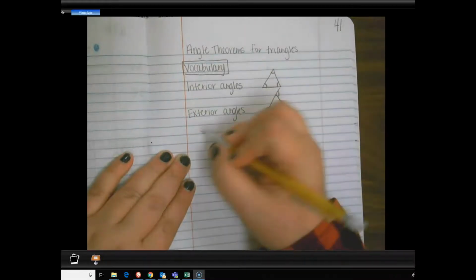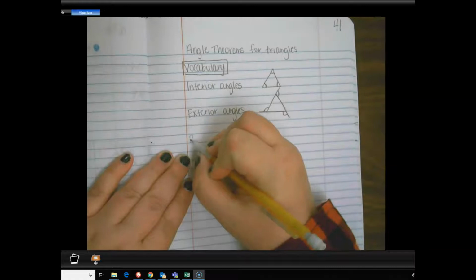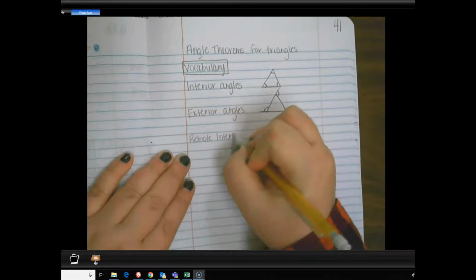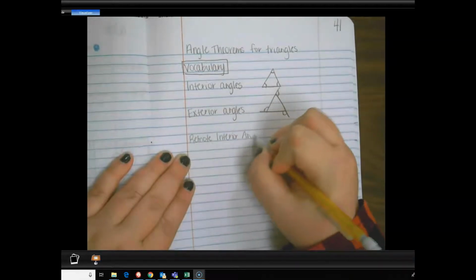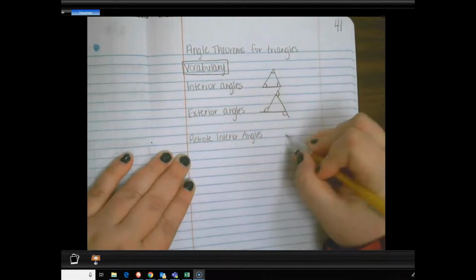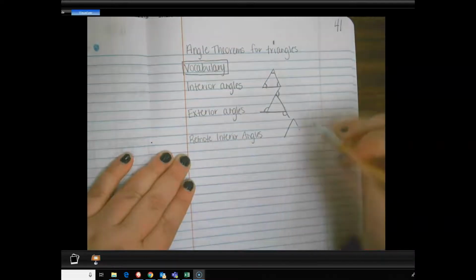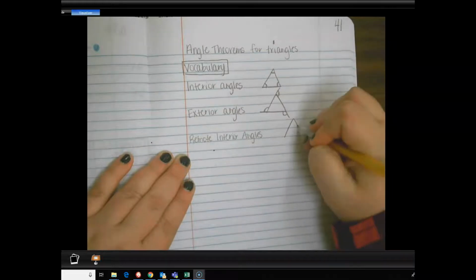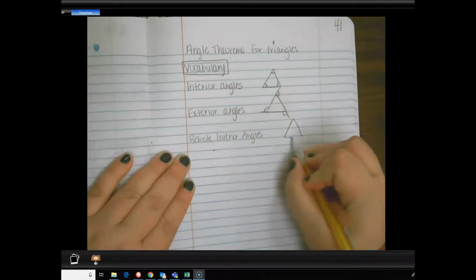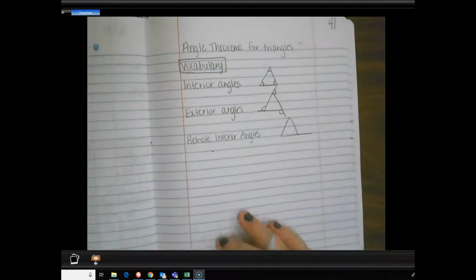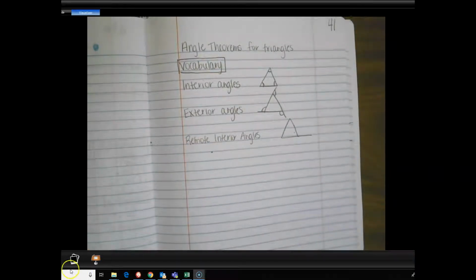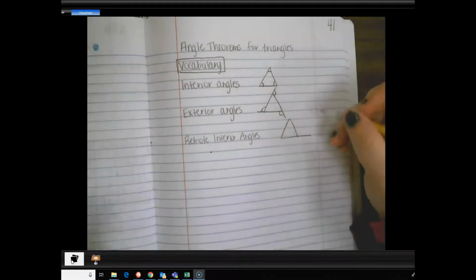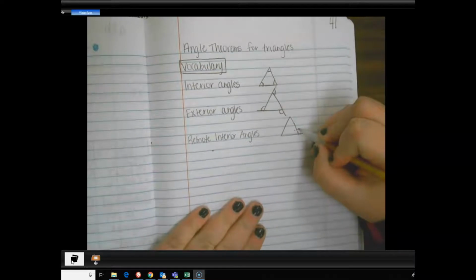And then our third one is remote interior angles. So we're going to draw a triangle. Sorry, bring my pencil. But we're going to extend the side out of that triangle. All right, if you need to pause the video to get caught up on drawing these, that's okay. So we have this exterior angle right here.